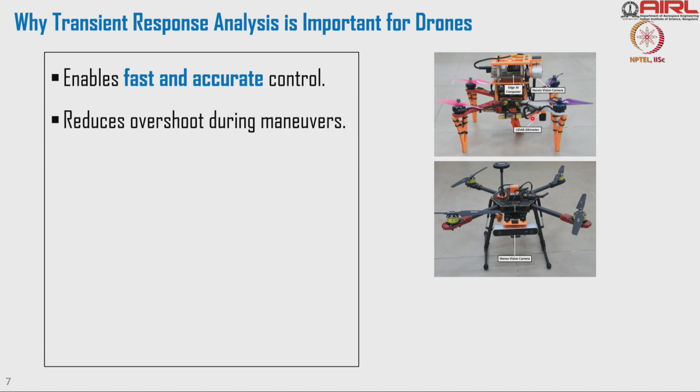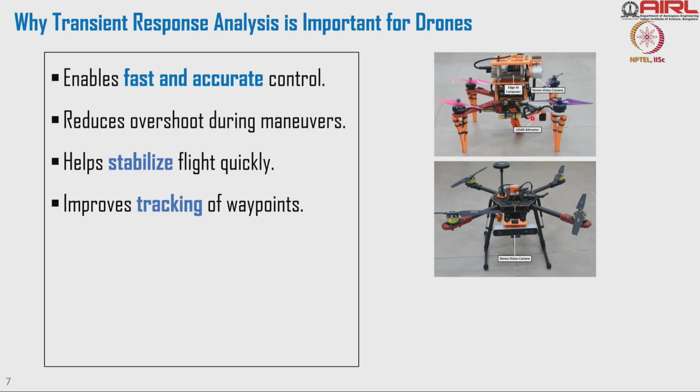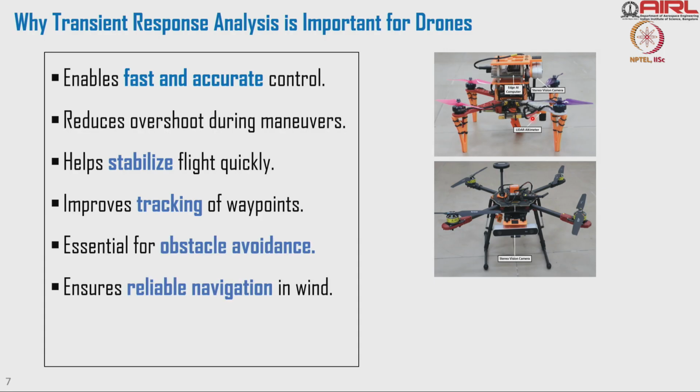We will talk about all of this when we go into the navigation lecture, right? When we talk about sense and avoid, basically the autonomy aspect of it, we will talk about it there. But I am trying to give you a notional understanding. I don't want this overshoot to be present during our maneuvers. I want this whole aircraft to be stable as quickly as possible, right? I want that aircraft to track the waypoint as accurately as possible. I want to avoid obstacles. I want to ensure reliable navigation is present.